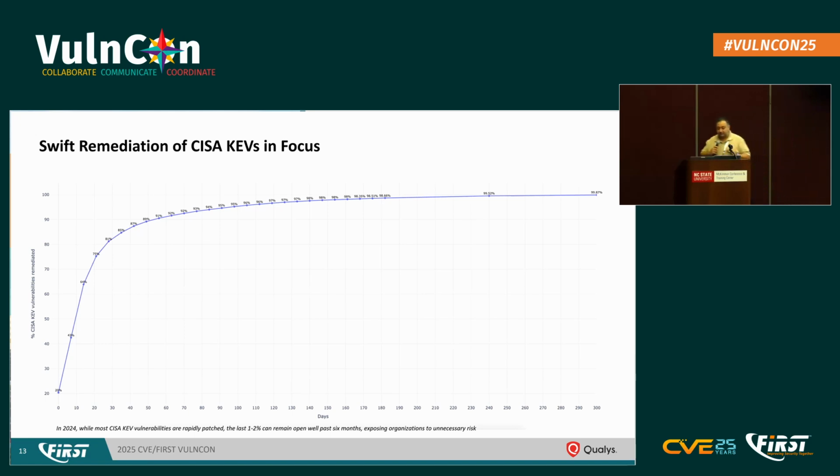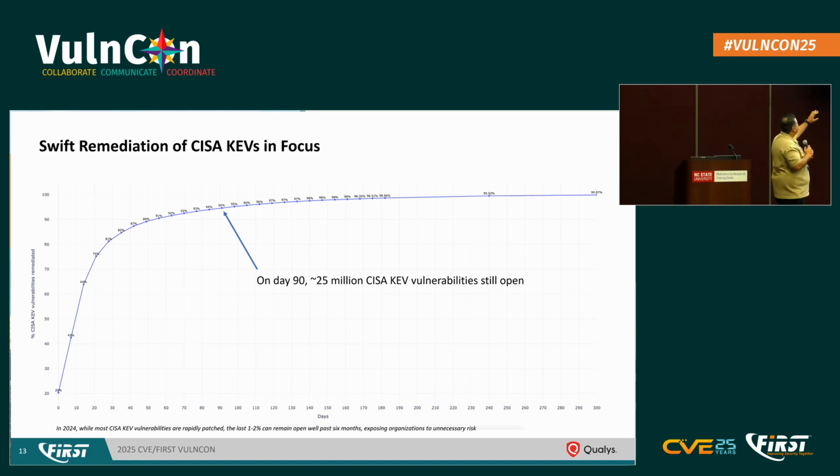But the problem is when we are heading to day 90, 3 months from the time that CISA mentioned these CVEs are exploited in the wild, we still see 95% are fixed. It's fantastic. But the 5%, even on the scale of the data that we have, is a lot. 25 million detections that are not being fixed. And this goes on and on, right? By day 180, still 1.5% not fixed.